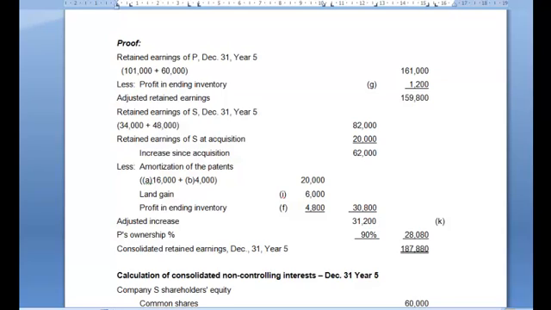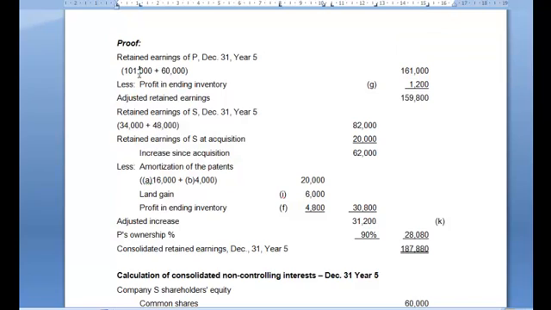You can actually start first of all with consolidated retained earnings at the end of the year, by starting with the retained earnings balances at the end of that same year for each separate entity. So it's kind of similar to the way we calculated the opening balance of consolidated retained earnings by starting with the opening balance of each separate entity's retained earnings. Only this time we're going to start with the ending balances. So here for the parent we have 161,000.